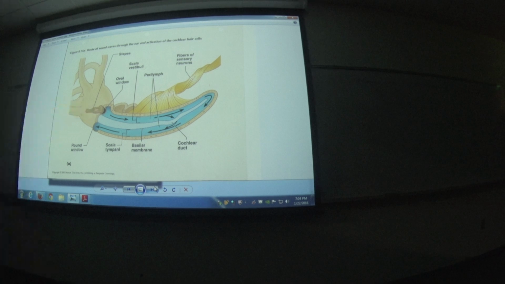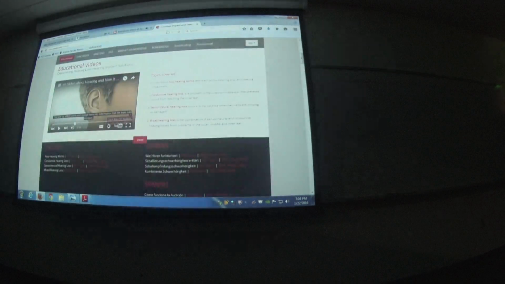Okay? But now there's a modern one. How do you get your ears to work now instead of doing that? They implant something somewhere. Cochlear implant. So we're going to go look at a cochlear implant, a little animation. This actually goes through all that. So we'll go through this one.